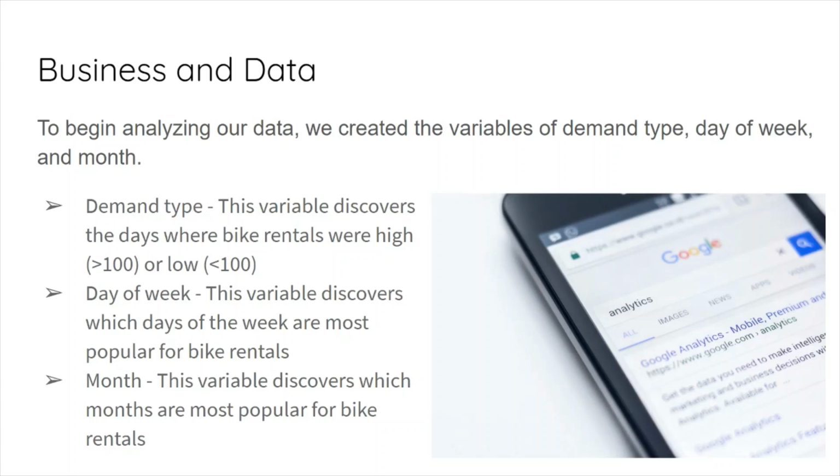To begin analyzing our data, we made some variables to help us understand it. First is the demand type, which discovers the days where bike rentals are high or low. Then the day of week, which discovers which days of the week are most popular for bike rentals. And then the months, which tells which months are most popular for bike rentals.